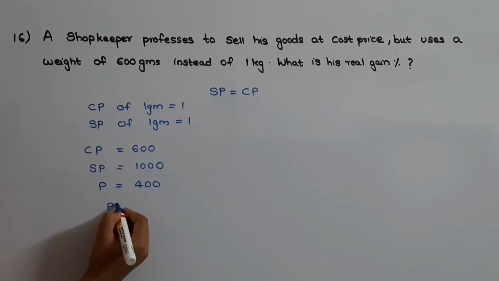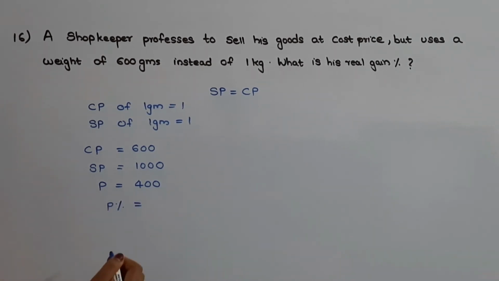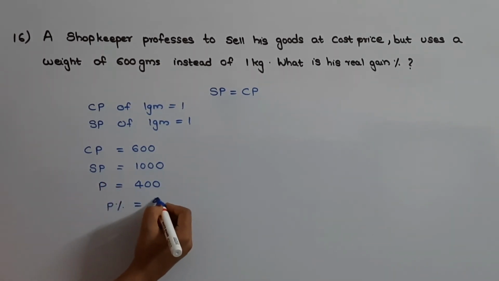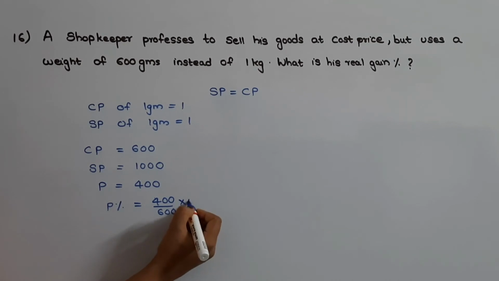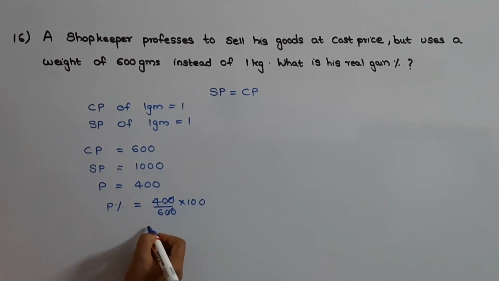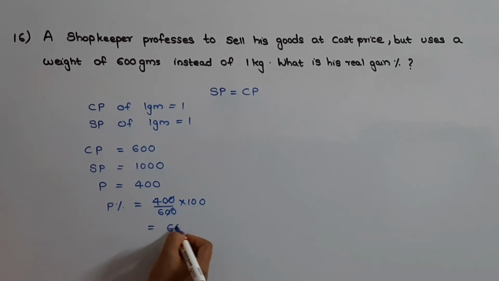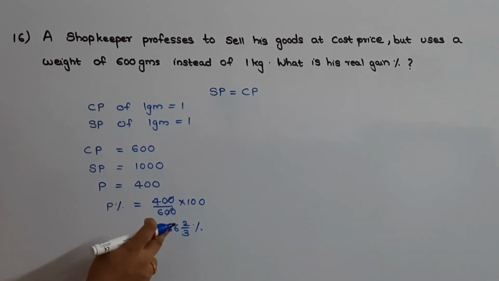Now what will be the profit percentage? Profit percentage is equal to profit, 400, by CP, 600, into 100. So on solving this you will get the answer as 66 2/3 percent. So the profit percentage is 66 2/3 percent.